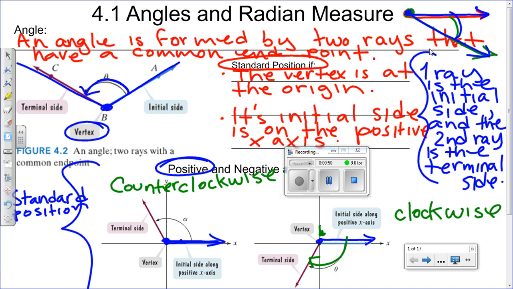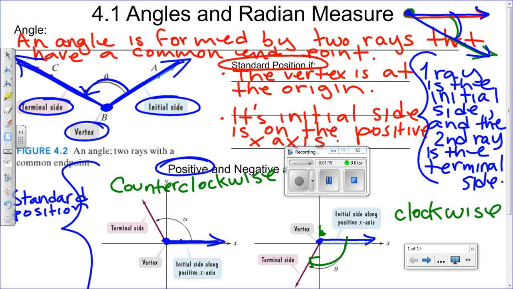So every angle will have an initial side, which is here, and a terminal side. Initial and terminal side. And all those terms are very important. We're going to be using them during the whole semester. We also have the vertex of the angle. And that's it. That's just an angle.